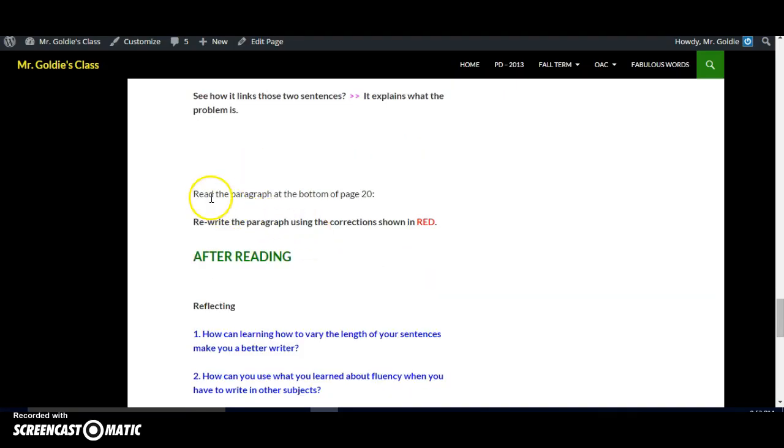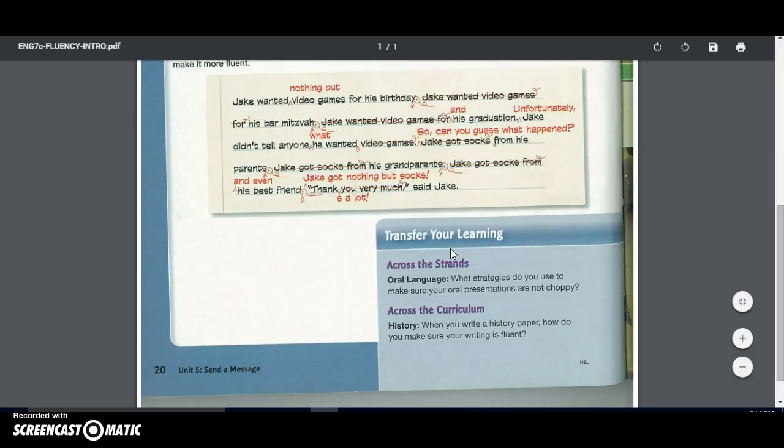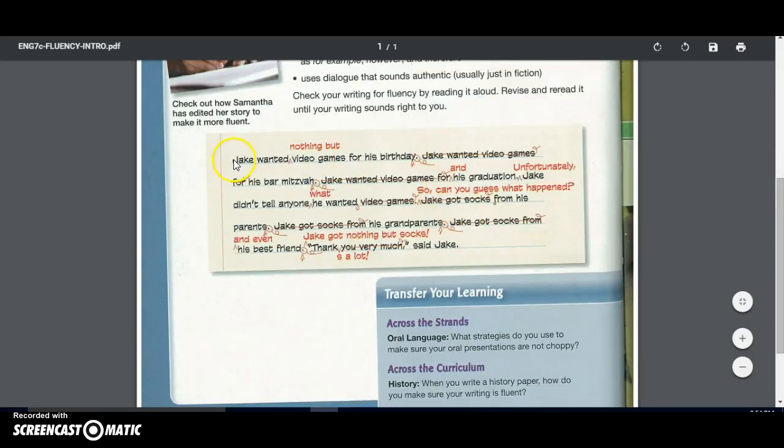Next, read the paragraph at the bottom of page 20 in your textbook. Rewrite the paragraph using the corrections shown in red. Pause the video and do that. Here is page 20. Here is the bottom of page 20. I wanted you to read this black text and then rewrite the whole paragraph, making the changes that this person had been suggested to do during the editing phase. Okay, you can see all those proofreading symbols in there, editing symbols.